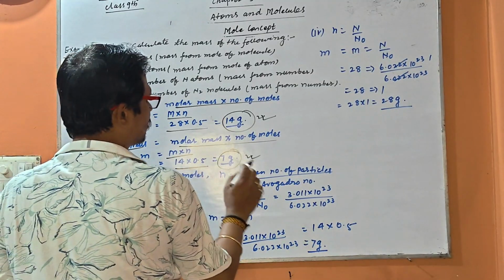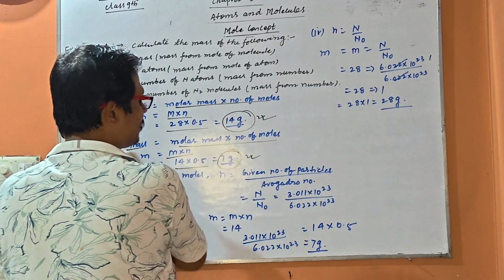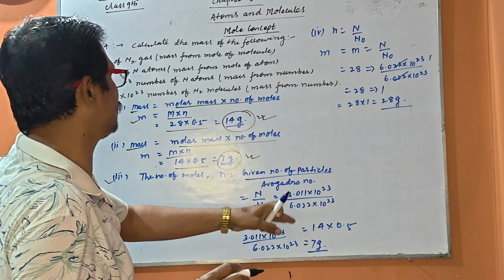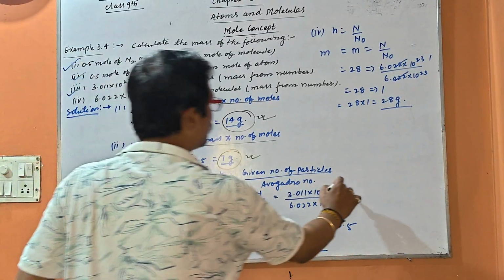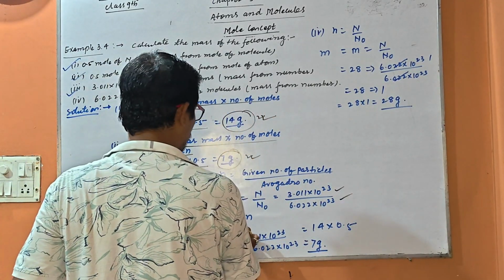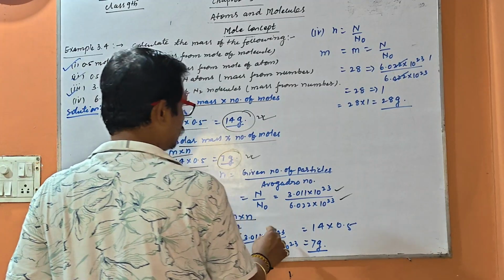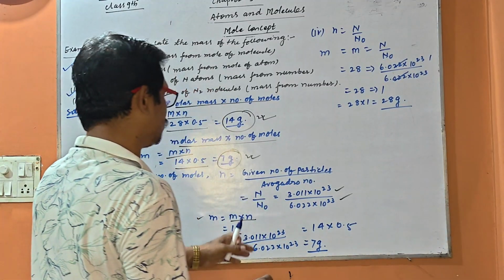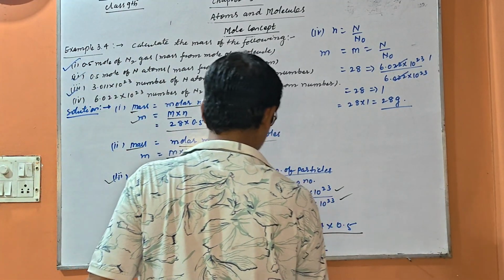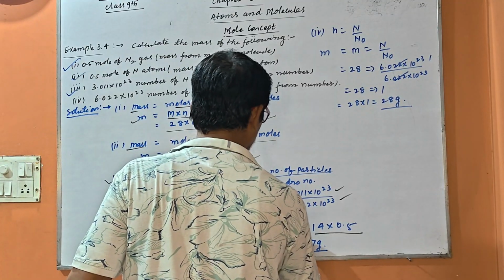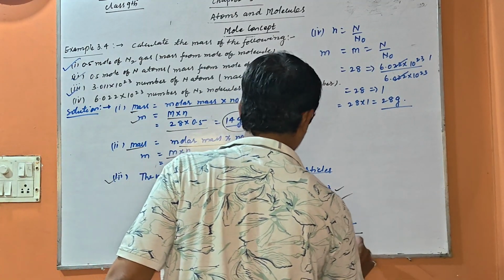Question number 3, 3.011 into 10 to the power 23 N atoms, mass from number. Number of moles n is equal to given number of particles N by N0, which is 3.011 into 10 to the power 23 by 6.022 into 10 to the power 23. m is equal to M into n, which is 14 into 0.5. The answer is 0.5 mole, so you can write here the 7 gram answer.